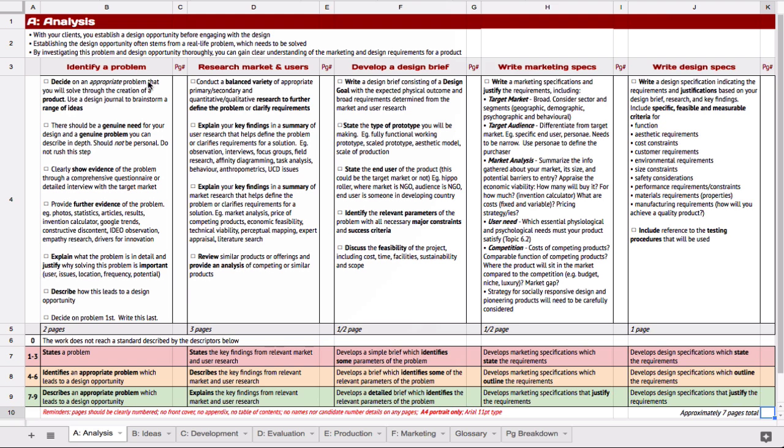Decide on an appropriate problem that you will solve through the creation of a product. Use a design journal, brainstorm a range of ideas, for example. If you do this step by step through these criteria and through these checklists, you're going to have what you need to build a good IA.